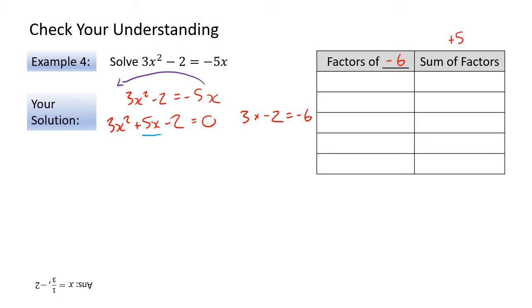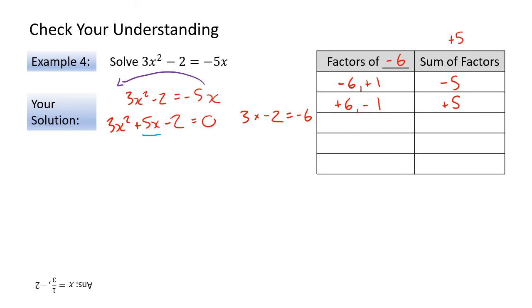So in this case, I can start with negative 6 and positive 1. They multiply to negative 6, but they add to negative 5. So it's the opposite, meaning if I try positive 6 and negative 1, that still gives you negative 6, but it adds to positive 5. Okay, so in this case, those two factors work.